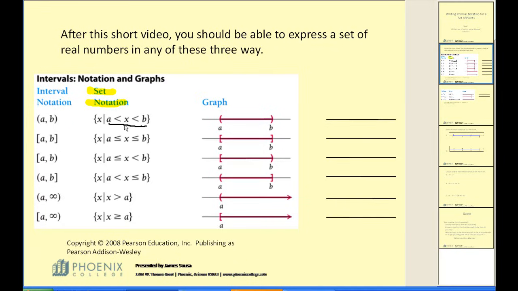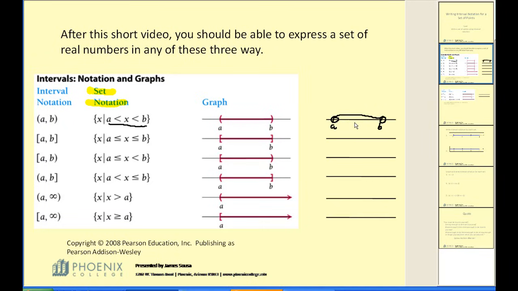The graph of this, from what you're probably used to seeing, would be something like this, where the value of a is on the left, an open circle because of the inequality symbol. b is on the right, also an open circle because of the inequality symbol, and it's the interval between those, often called an open interval because these are open points.